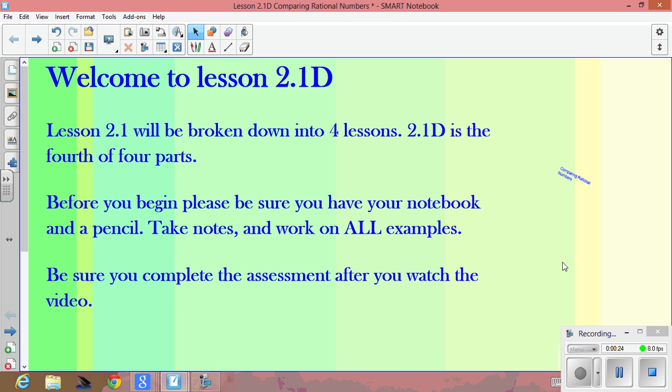Let's take a minute and please write the following vocab words. Rational number, terminating decimals, repeating decimals. And take a minute, jot down the definitions, and tomorrow we will be going over those vocab words, so make sure you have them written.